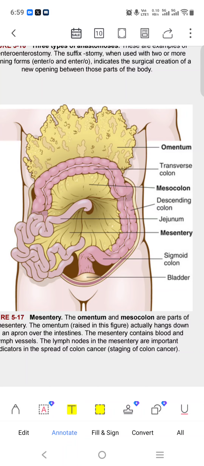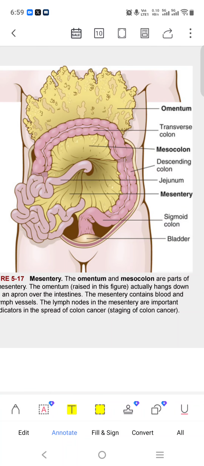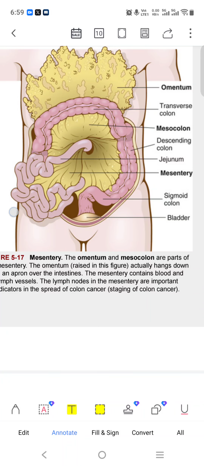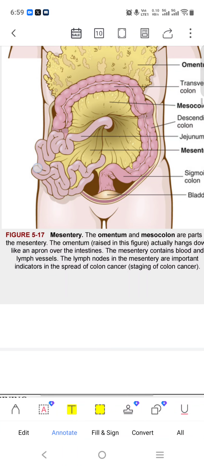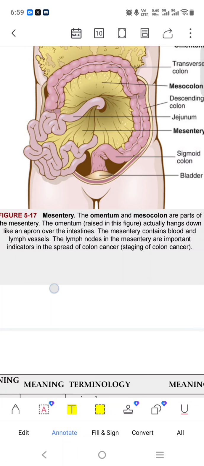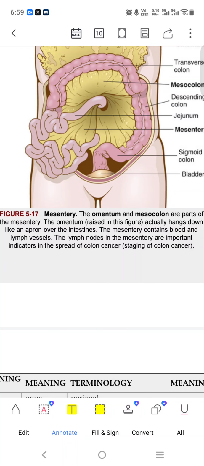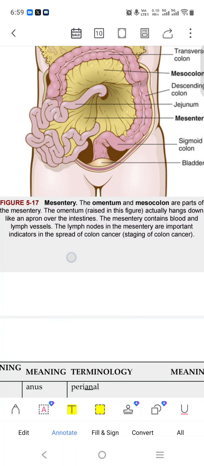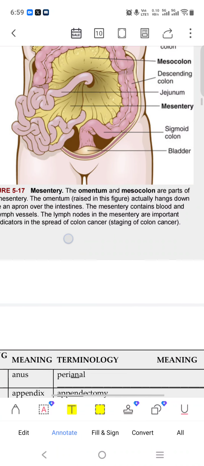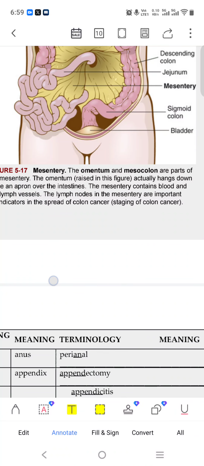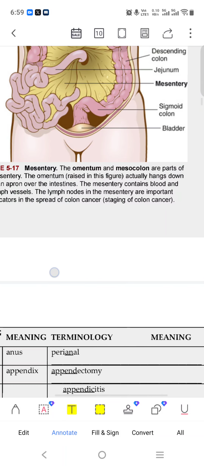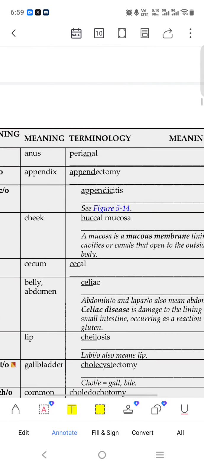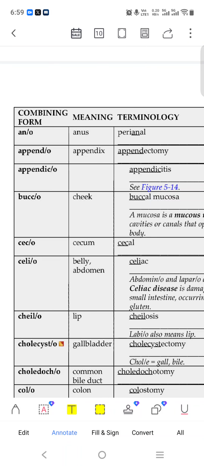Omentum is like this. Omentum, transverse mesocolon, descending, jejunum, the part of intestine, mesentery, sigmoid, bladder, mesentery, omentum, mesocolon are part of our mesentery. Okay. We have also seen this mesentery, this omentum before in a picture. It is the area called omentum. The omentum in this figure actually hangs down like an apron over the intestine.